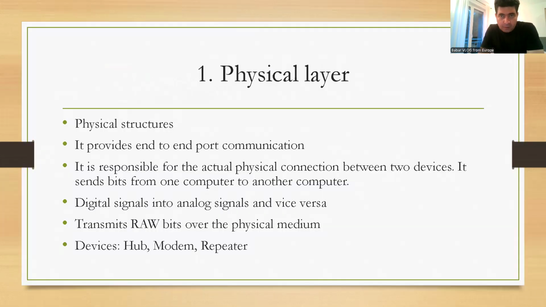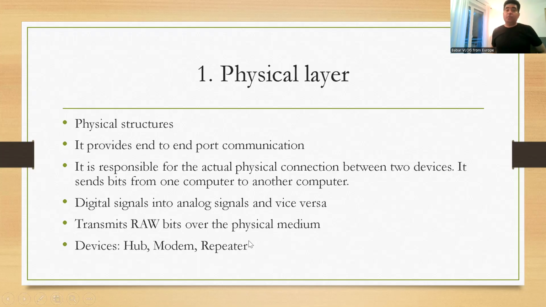The physical layer. The physical layer is a physical structure. It provides end-to-end port communication. Whenever two systems communicate, the physical layer provides end-to-end port communication. It is responsible for the actual physical connection between two devices. It sends bits from one computer to another. It converts data into binary, which is 0 and 1, because the computer understands binary language, and converts digital signals into analog signals and vice versa, and transmits raw bits over the physical medium.